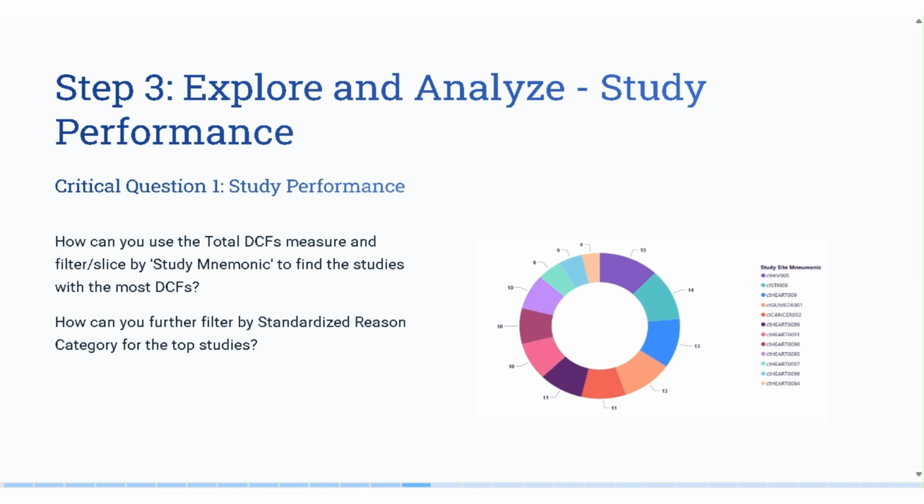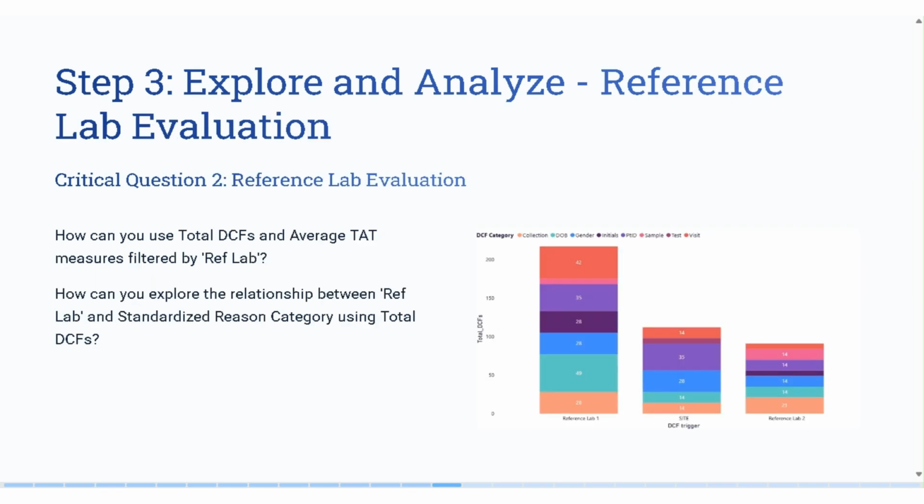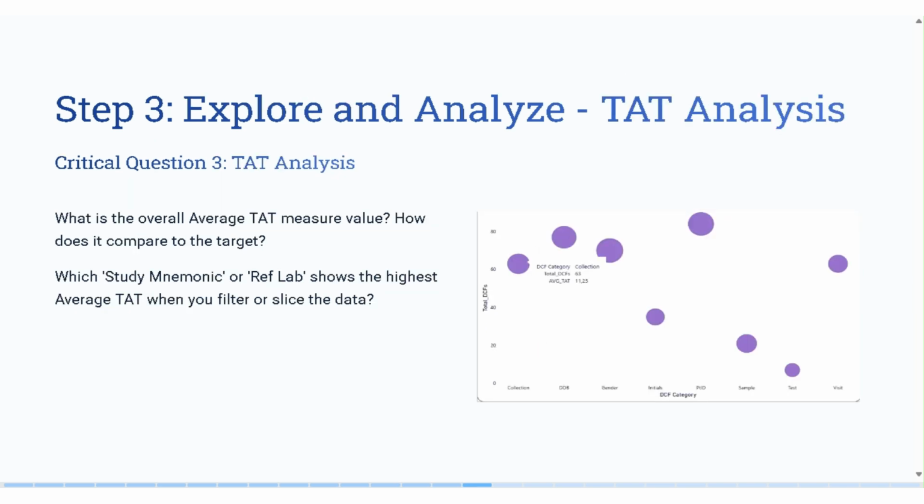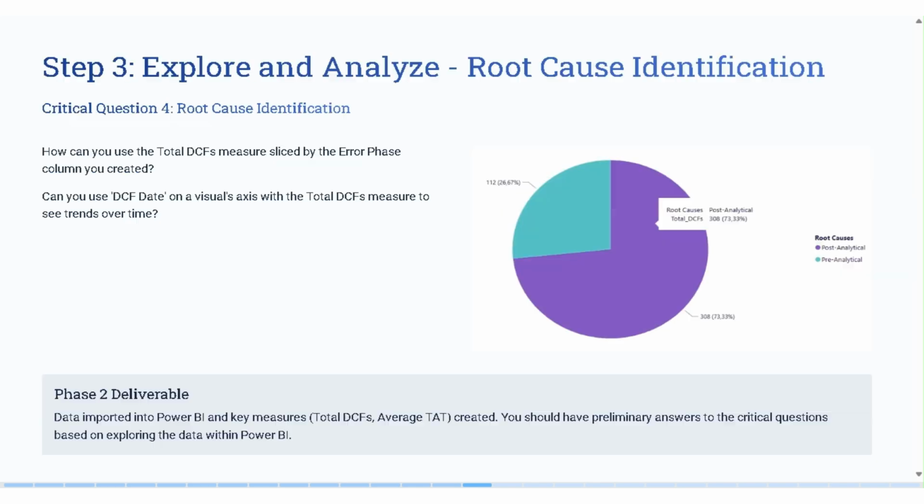Step three, you are going to explore and analyze firstly your study performance. So this is the first visual that you will create. Then you will explore and analyze your reference labs. Then you will explore and analyze your turnaround time. And then your root cause identification or your error phase.